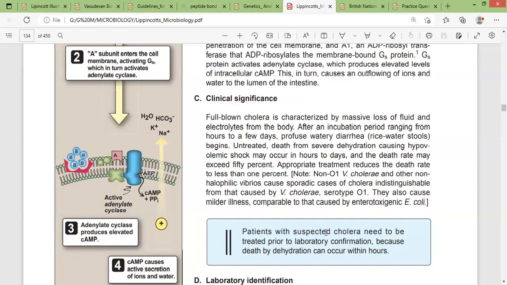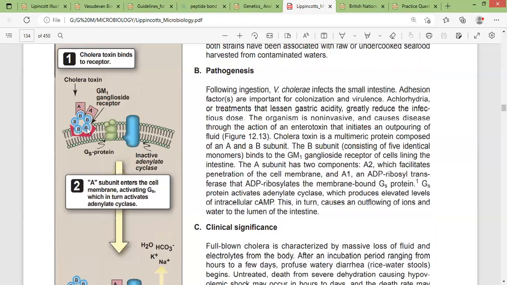Yeah, that's characteristic for cholera. So essentially know that the cholera toxin binds to this receptor, GM1 ganglioside receptor, and activates the Gs. If we activate cAMP, then it will secrete the ions, and then water follows. Yeah, leading to that watery diarrhea.